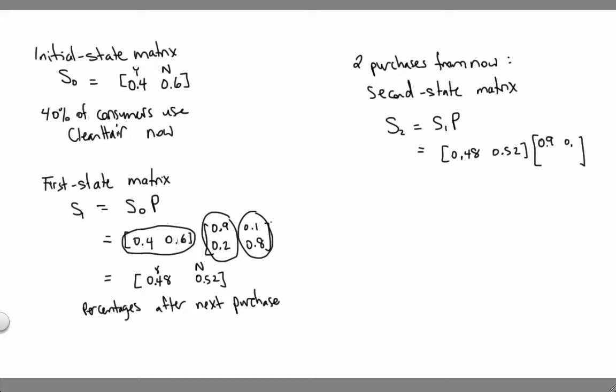So same familiar P, the 0.9, 0.1, 0.2, 0.8, and you can get a little bit more practice with matrix multiplication. Check this on your calculator, comes out to 0.536 and 0.464. Again, those categories, if we want to label them, or the states, you could call them, the Y and N. So 2 purchases from now, about 53.6% of people, or about 54% of people, are using clean hair shampoo. So this is really good for clean hair. Seems like their market share is going up.